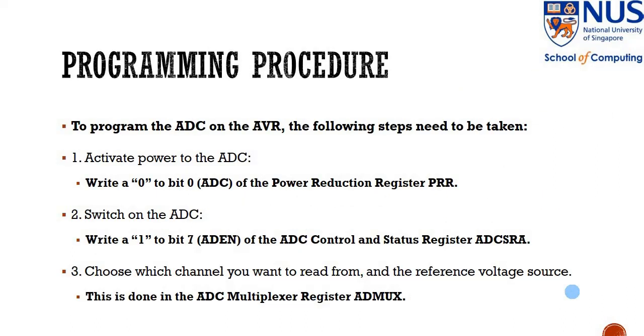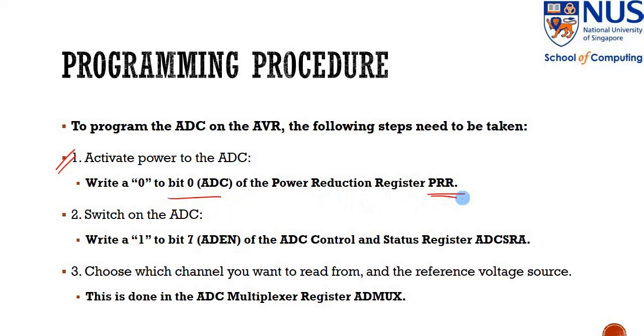Now, let's go into the programming procedure for the ADC module. To program the ADC, there are a few steps involved. The first step is to activate the power to the ADC module. A few peripheral devices within the Arduino are not powered up by default, so if you want to use them, you need to make sure they are powered up. To activate power to the ADC, you need to write a 0 to the ADC bit of the power reduction register.